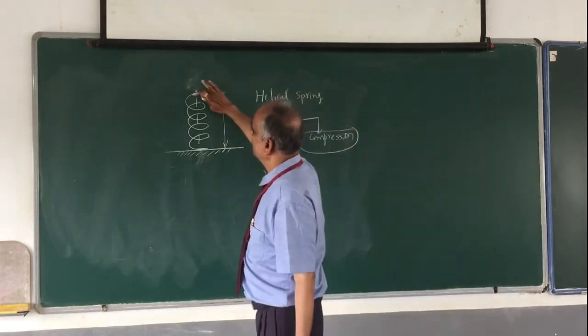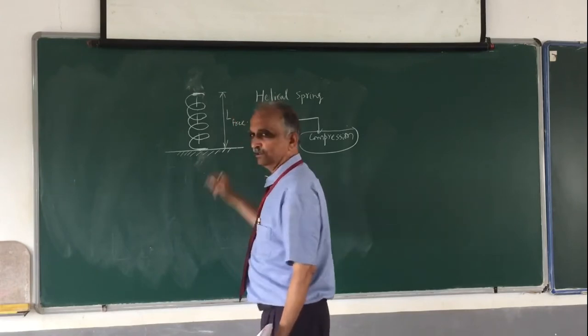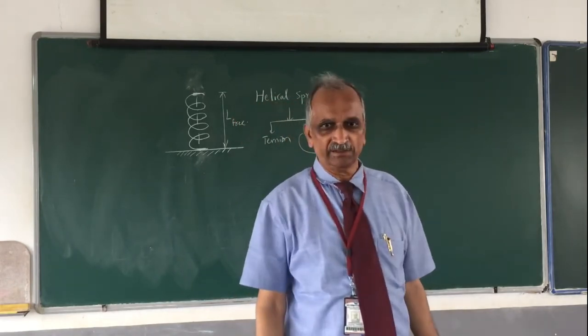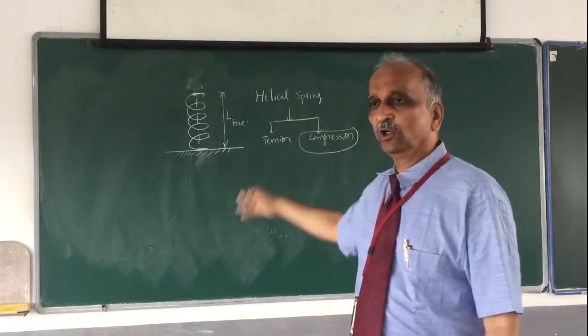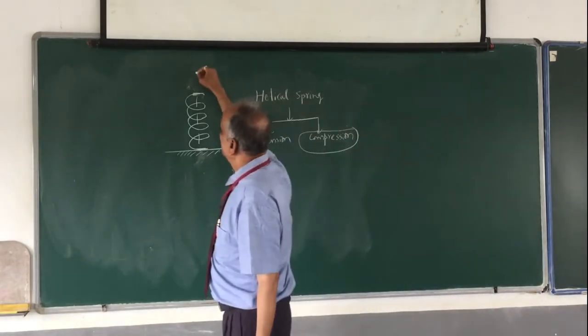And right now there is no load. This length is called the free length of the spring. Right now there is no load acting on it. Now suppose I apply whatever load.